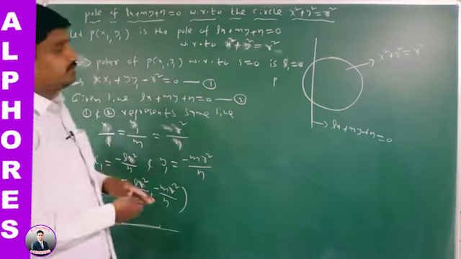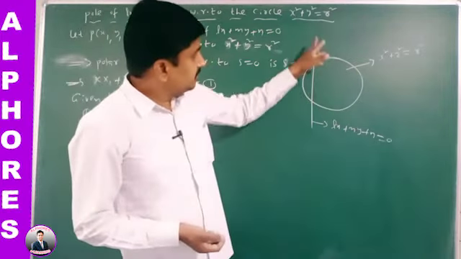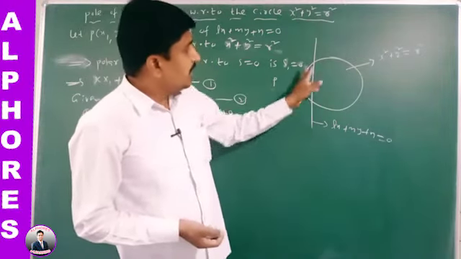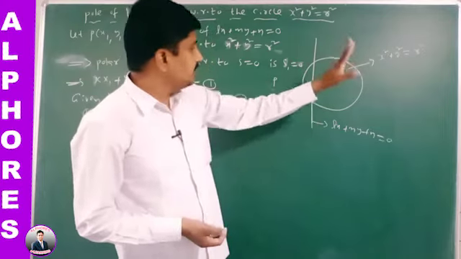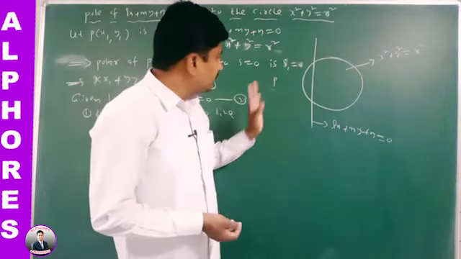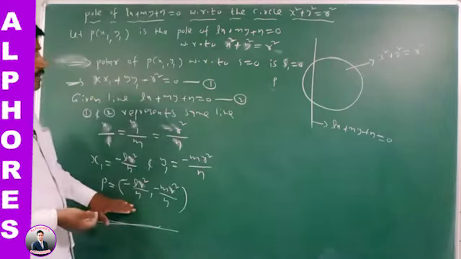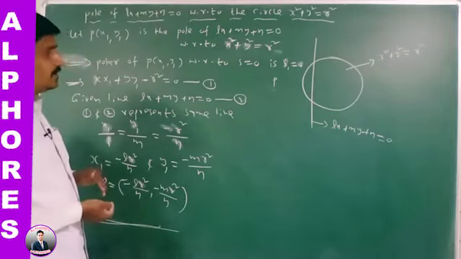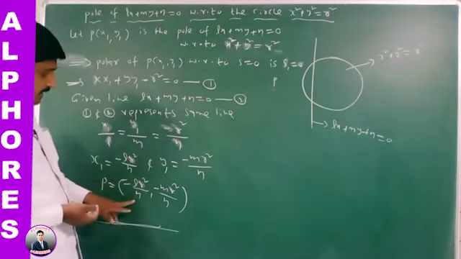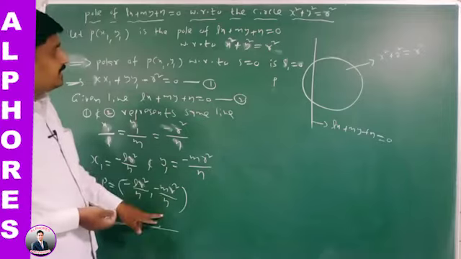The question: the polar equation is given and the equation of the circle is given, then the pole is what? Here according to this formula we can find the pole of the polar line: minus L r square by n comma minus m r square by n.